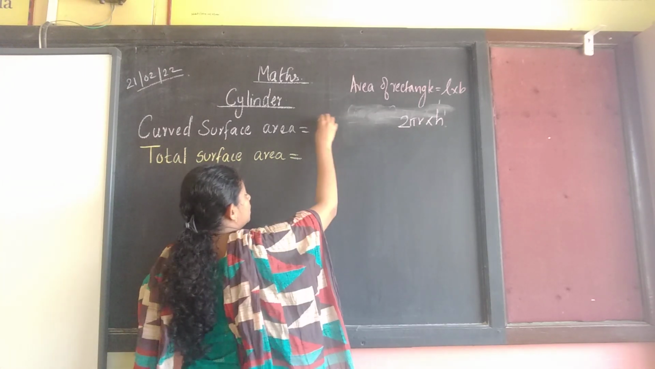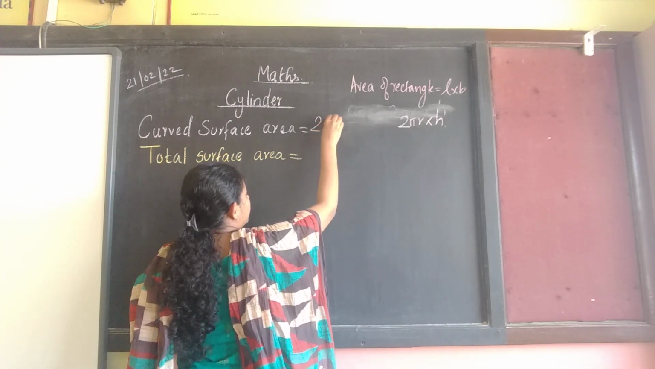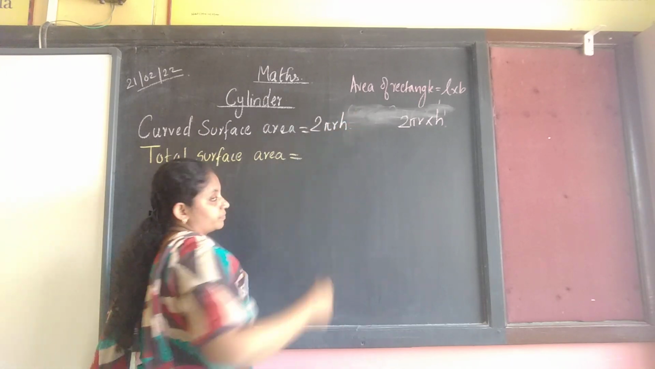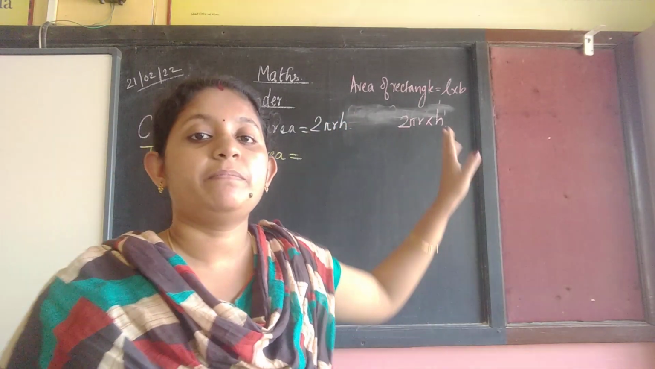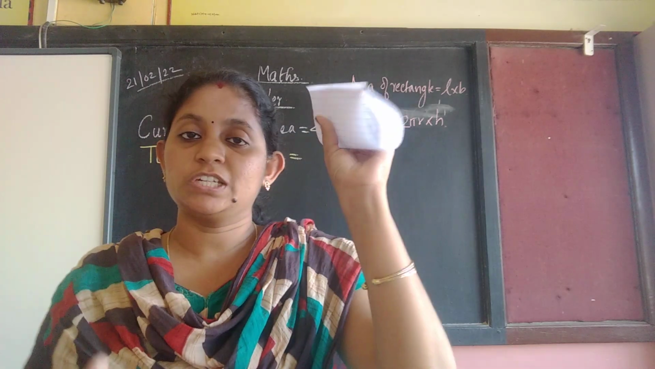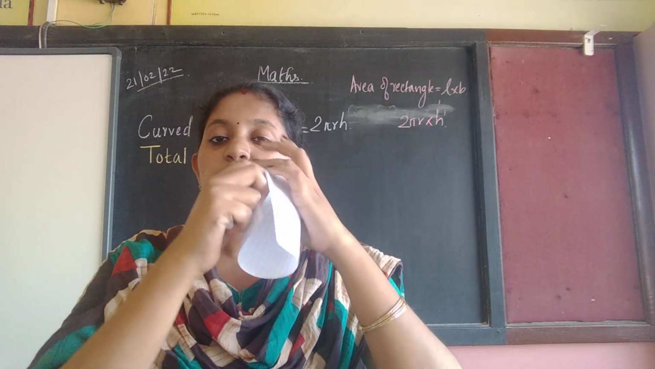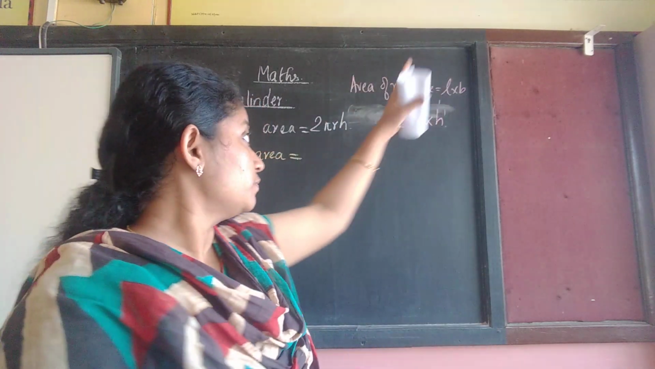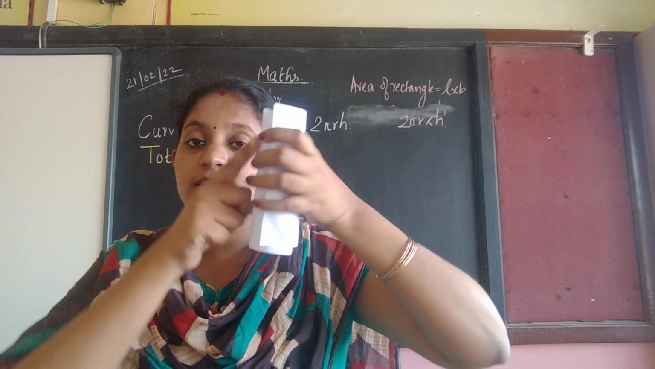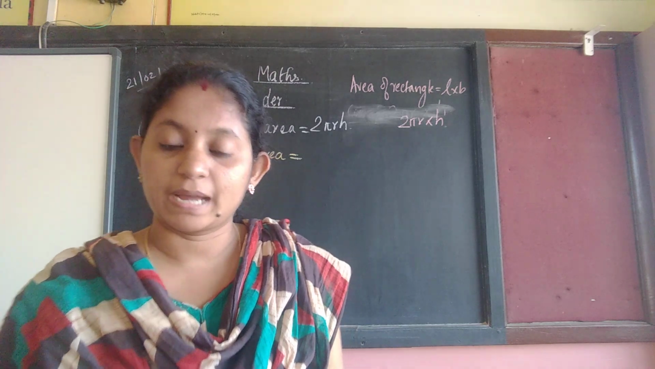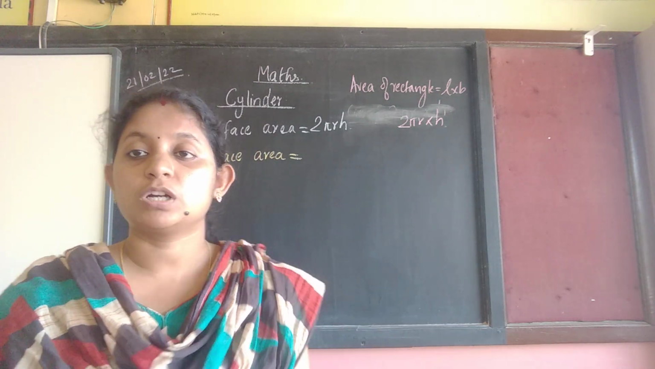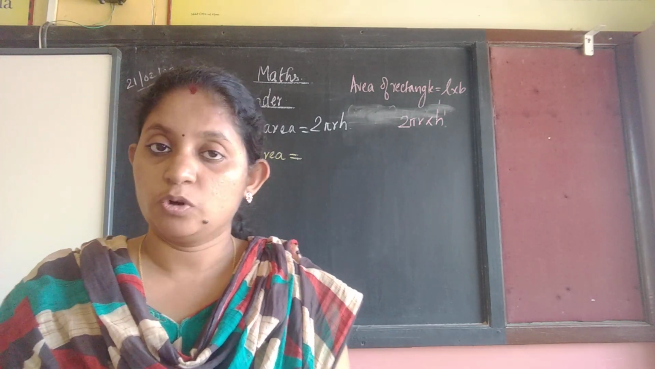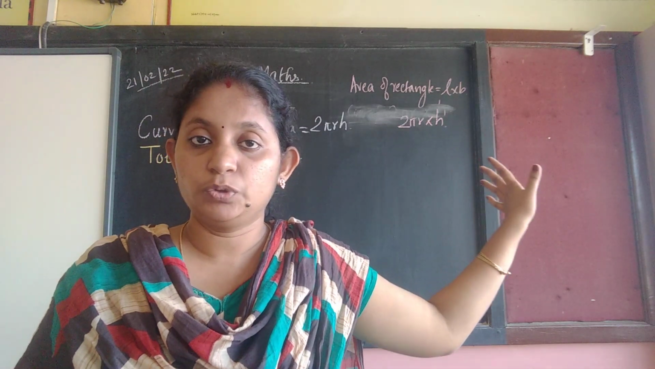Curved surface area is 2 pi r h. Just remember the area of a rectangle and the sheet of paper. When folded, you can see the circumference of a circle, and that is why we have used 2 pi r. And what is this? Nothing but height. So 2 pi r h is the formula for curved surface area. I hope how we got the formula is clear to all.